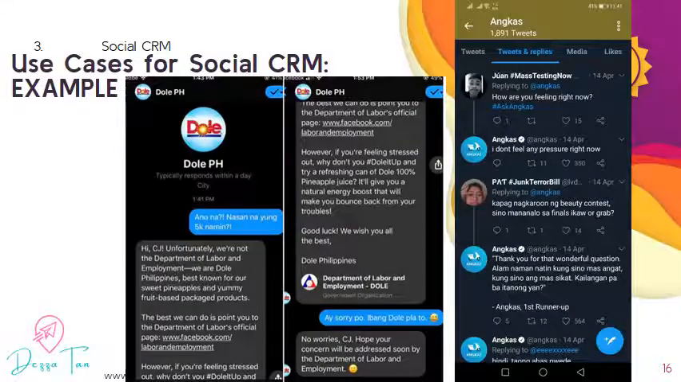An example of good social CRM management is how Angkas manages their social media accounts. Although they sometimes get into hot waters over their controversial methods, it has made them stand out above other brands. They answer customers' queries as if you are talking to a friend, and it has made masses feel connected with the brand.